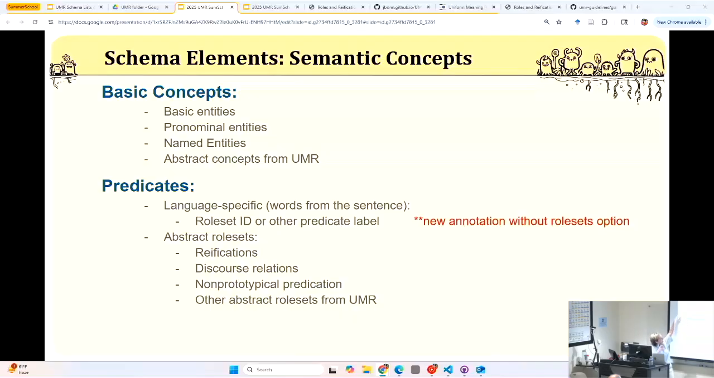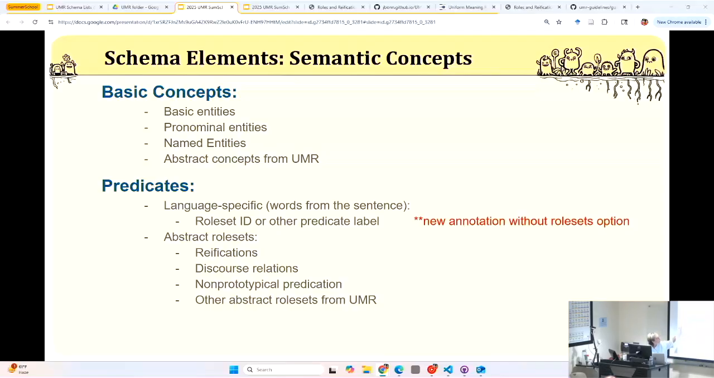Okay, so basic concepts. Remember before we had graph structures. So you could have a graph concept that was actually the text that you would put into the graph. This is the semantic concept, like the referent in the real world. So basic entities are participants, entities in the world. Pronouns we've looked at already. Named entities we've looked at already. And abstract concepts, we've seen some examples of them, but there's a page on the website where you can see all of the different abstract concepts that UMR provides.